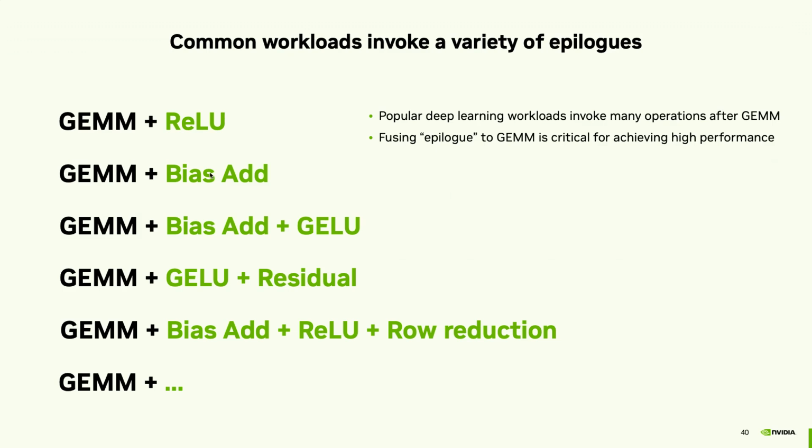Being able to fuse epilogues to the kernel computing the GEMM itself is critical for achieving high performance, because doing so allows us to reuse the results of the GEMM from faster levels of the memory hierarchy, as well as to avoid any additional kernel launch overhead from running these kernels serially.